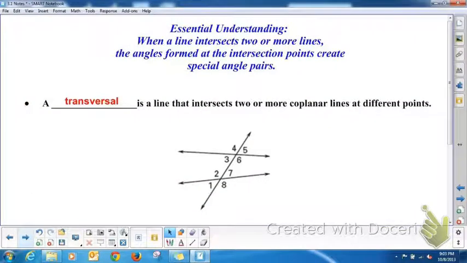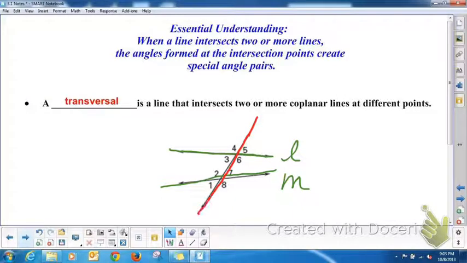It's essential to your understanding that you know when a line intersects two or more lines, the angles formed at the intersection points create special angle pairs. So in this example, we have two lines. Let's call this line L and line M. And they are intersected by this line.